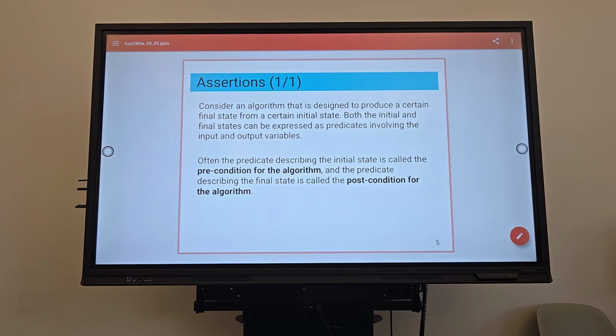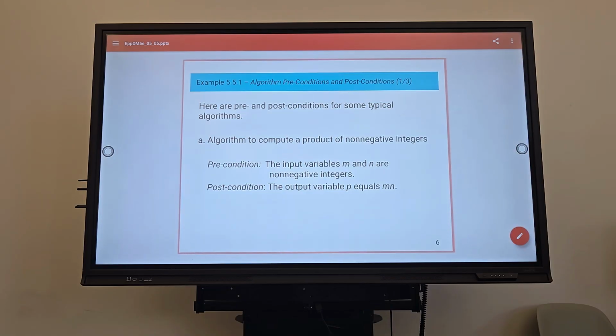Assertions. Consider an algorithm that is designed to produce a certain final state from a certain initial state. Both the initial and final states can be expressed as predicates involving the input and output variables. Often, the predicate describing the initial state is called the precondition for the algorithm, and the predicate describing the final state is called the postcondition for the algorithm. Here are pre- and postconditions for some typical algorithms.